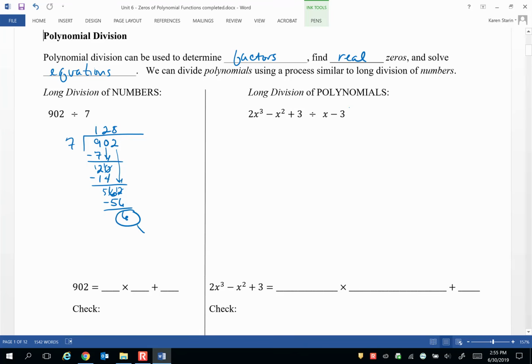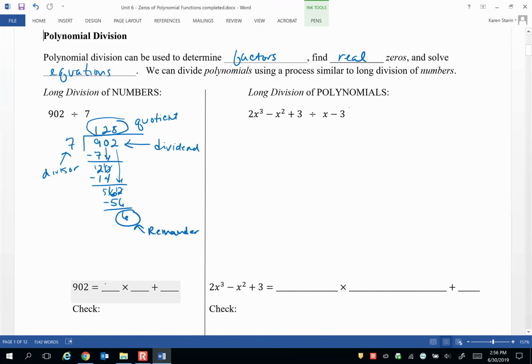So finally we found the remainder, and we knew we were done because we were out of digits to bring down. Then 128 is what we called the quotient. And remember, 902 was the dividend, and 7 was called the divisor. And then we had to check our math.